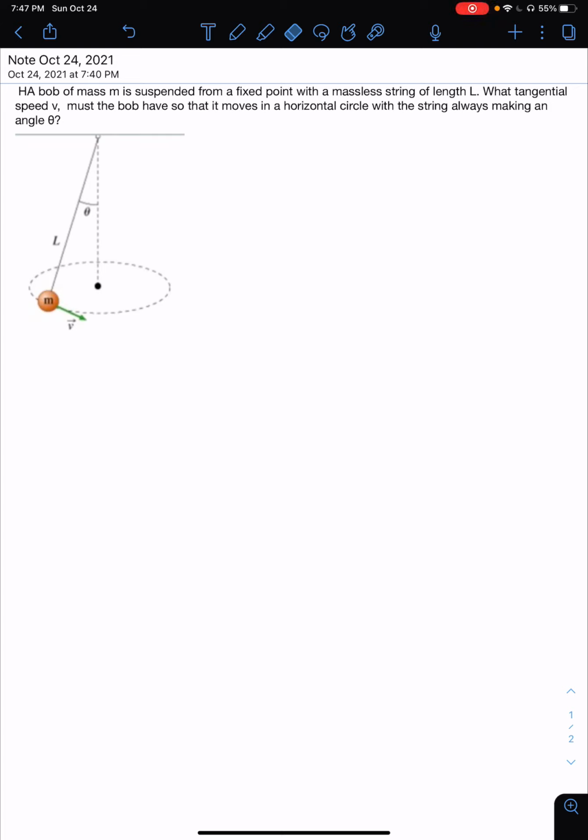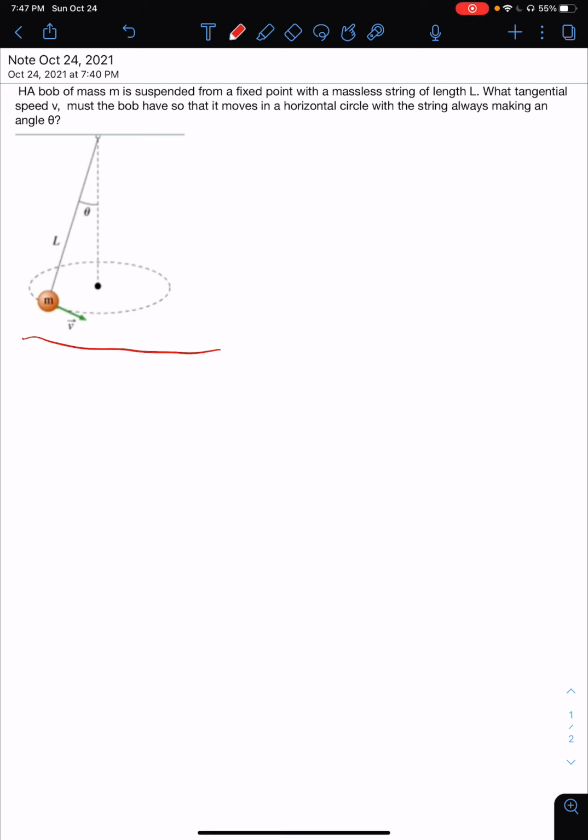Here I'm going to be going over a uniform circular motion problem. We're given this information. A bob of mass m is suspended from a fixed point with a massless string of length L. What tangential speed v must the bob have so that it moves in a horizontal circle with the string always making an angle of theta? And we're given a diagram right here.